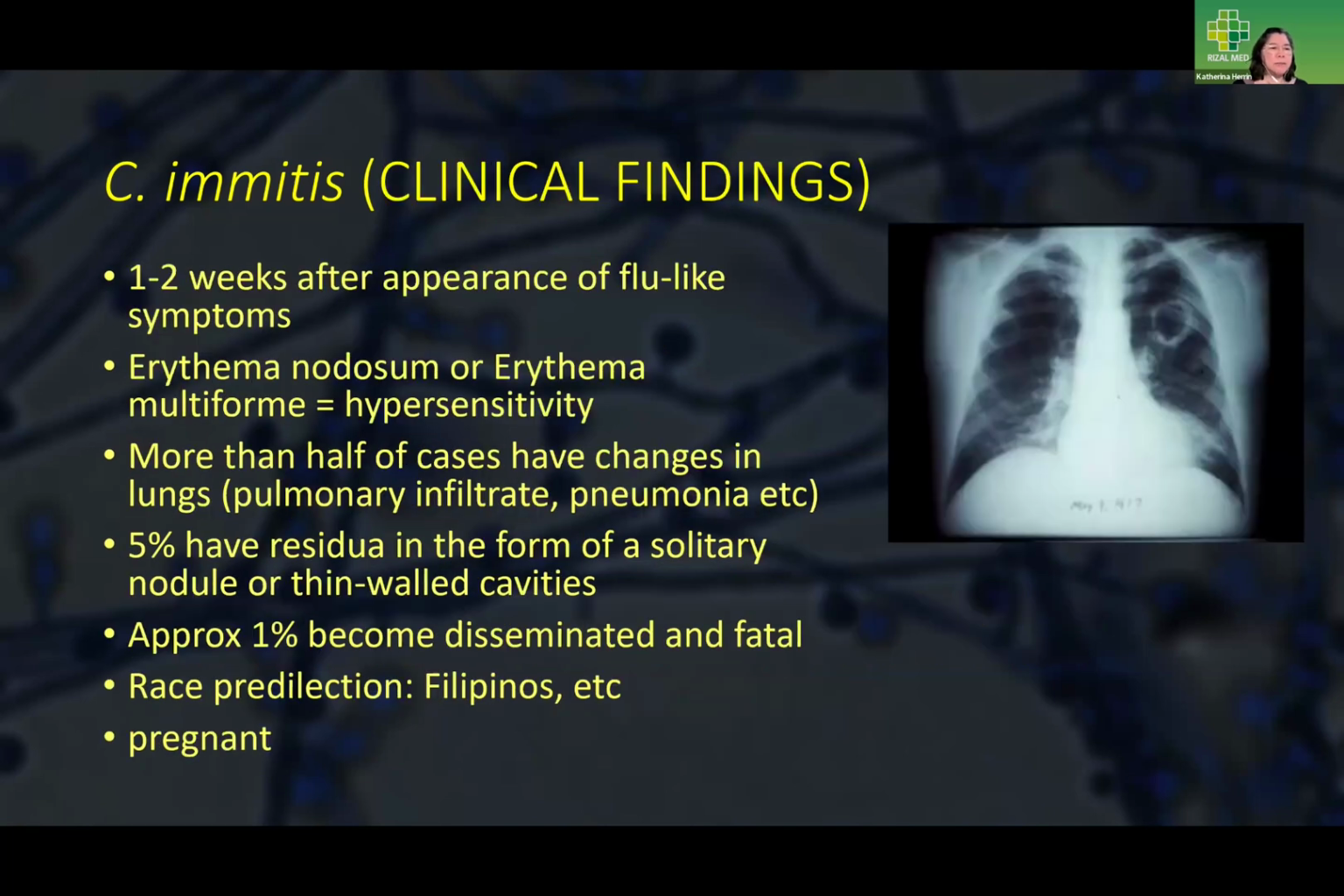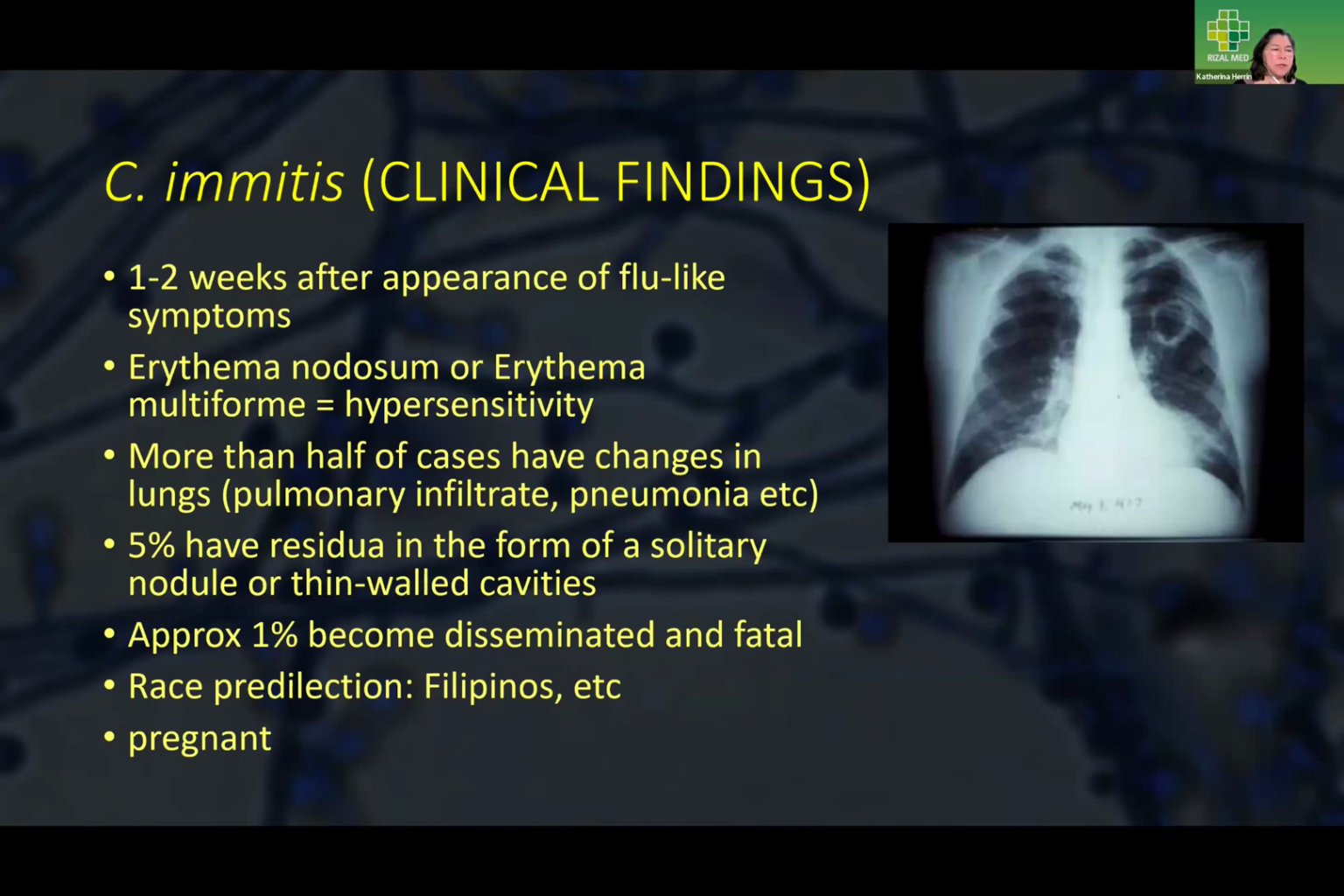Mild flu-like symptoms may appear 1 to 2 weeks after infection. They may also present with skin lesions like erythema nodosum or erythema multiforme, which are like hypersensitivity reactions. More than half of cases have changes seen in chest X-ray. Approximately 1% can become disseminated and fatal.